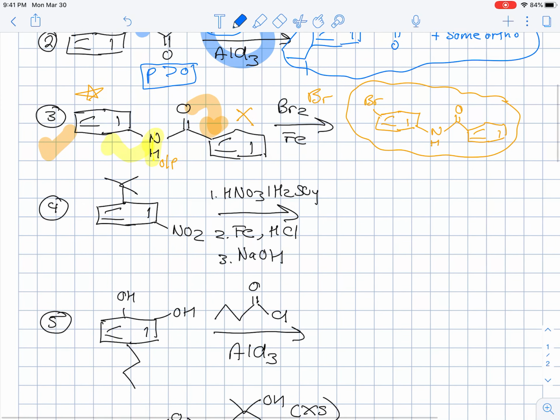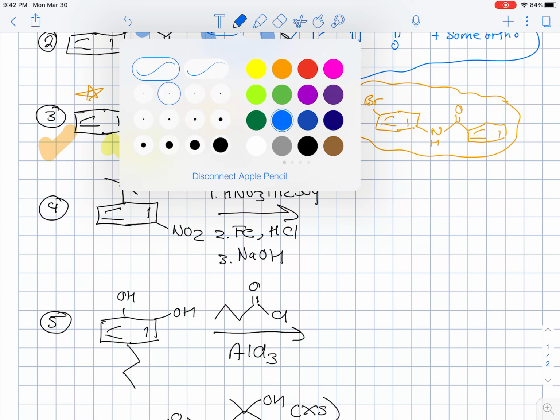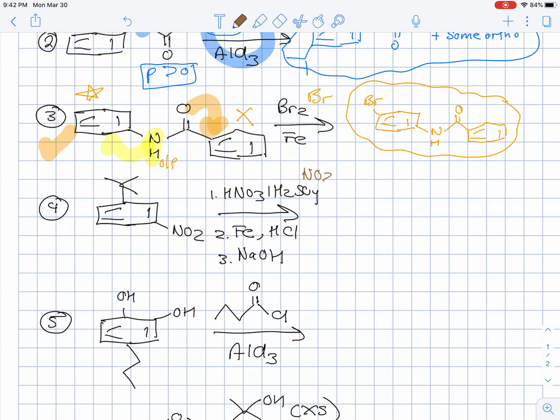Then number 4, now we've amped things up a little bit because we have 2 groups on the benzene ring. We have this tert-butyl group and this nitro group. And what's going to get added here is a nitro group. So the nitro group is going to get added. And as far as where it's going to get added, it's not going to go here. You never put the incoming electrophile between 2 groups that are meta to each other. So that one's out.